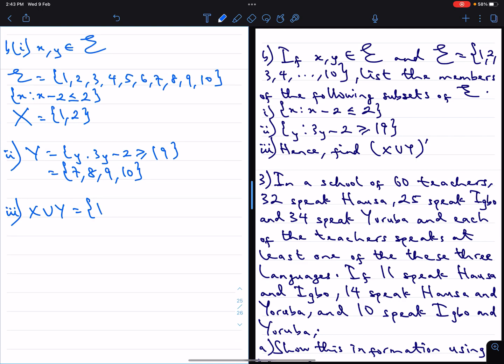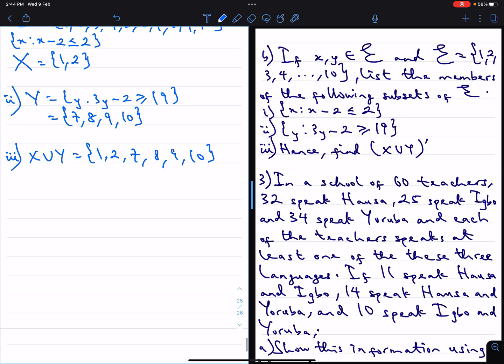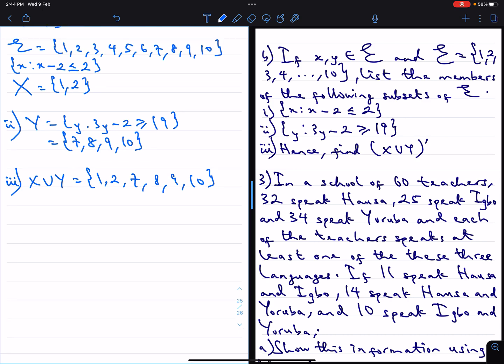The set X union Y is the set which contains all the elements in X and Y put together, and the trick for that is write out all of the elements in X and write all the elements of Y without repeating any element that is already in X. So I'm writing out all the elements of X, 1 and 2, and the elements of Y, none of them is in X, so I'll just write all of them, 7, 8, 9, 10. So the set X union Y has elements 1, 2, 7, 8, 9, 10.